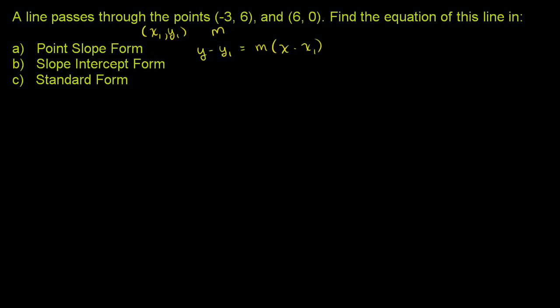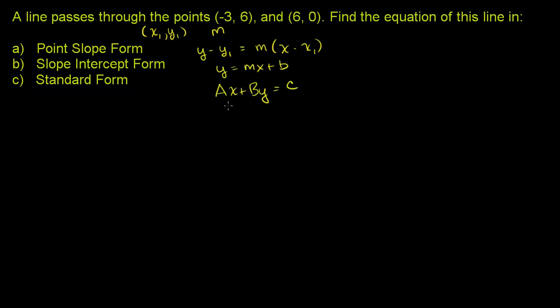So that's point-slope form. Slope-intercept form is y is equal to mx plus b, where once again m is the slope, and b is the y-intercept. Where does the line intersect the y-axis? What value does y take on when x is 0? And then standard form is the form ax plus by is equal to c, where a, b and c are just numbers, essentially. They really don't have any interpretation directly on the graph.